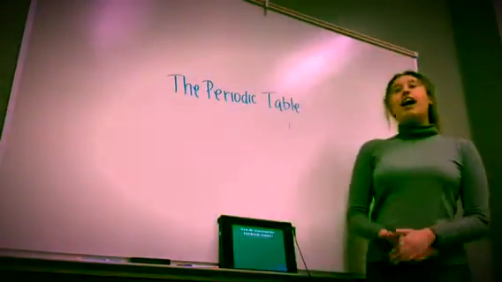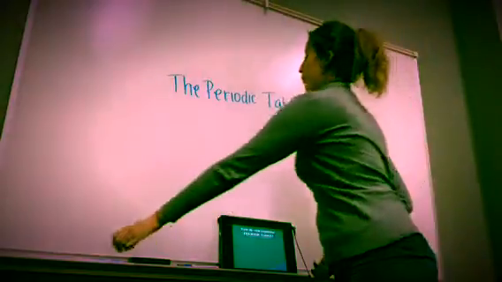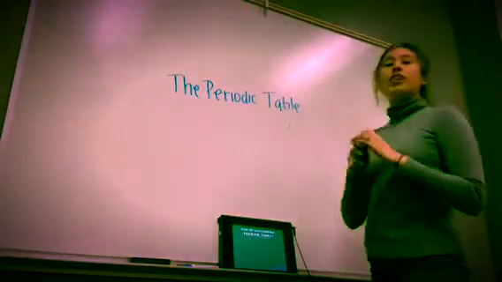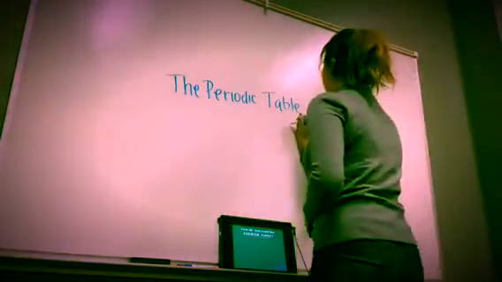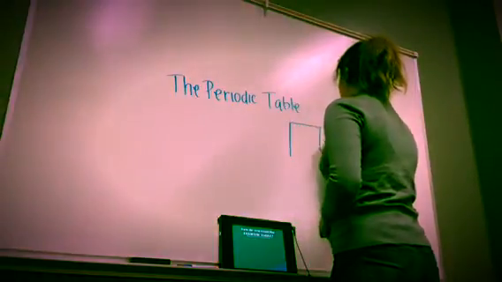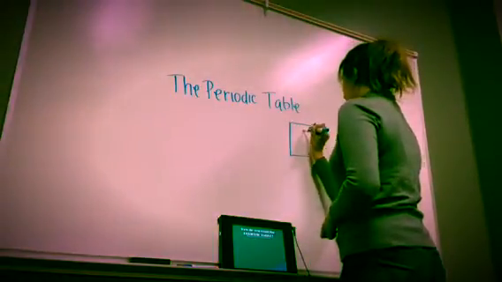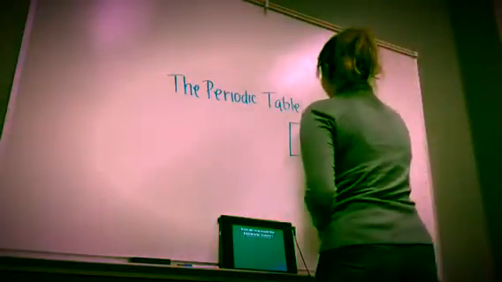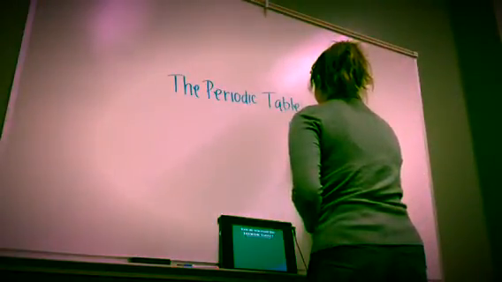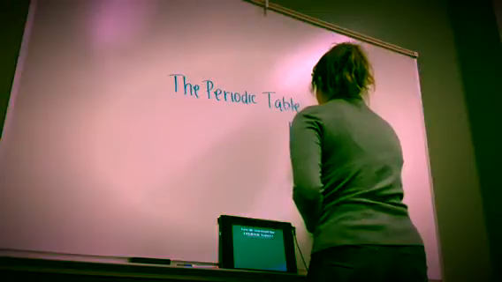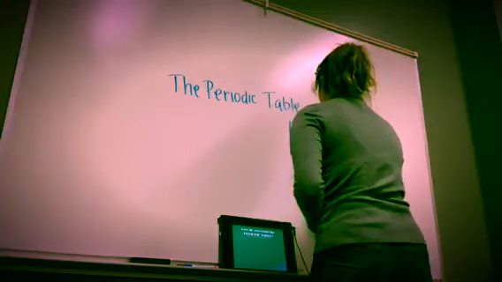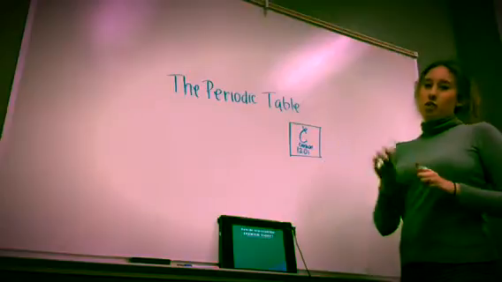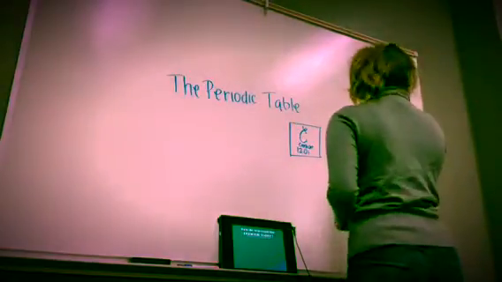Next up, we have how to read the periodic table. So, let's start by drawing our example. We are going to use the element carbon. There's a lot of information on this square, so let's go ahead and break it down.